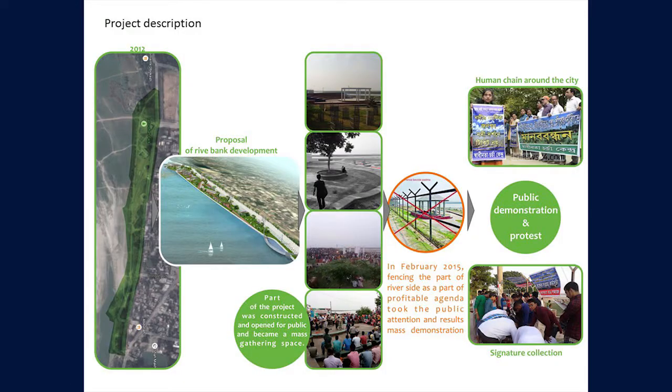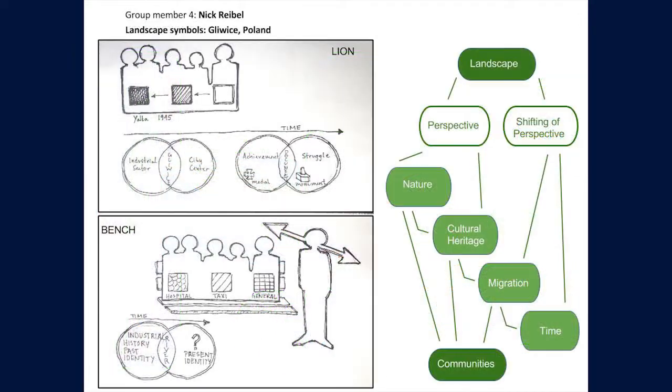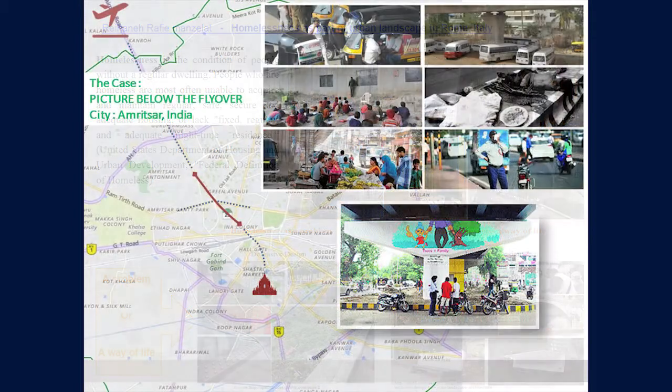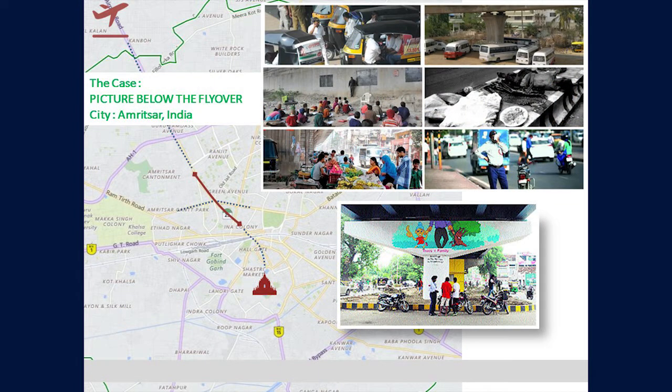From the beginning, you get together in an international team and you start by identifying your own landscape democracy challenge in your environment. This can be limited access to public space, social groups that might be excluded from the space, or places that are exposed to environmental risk.